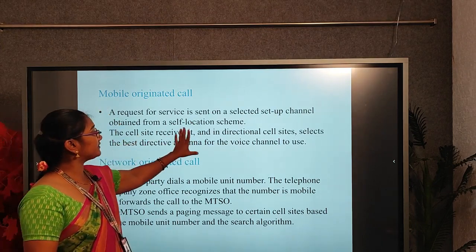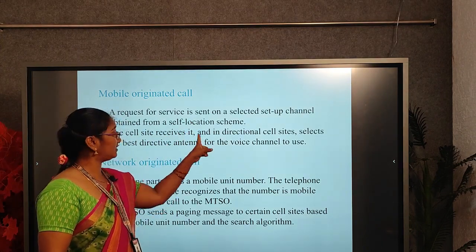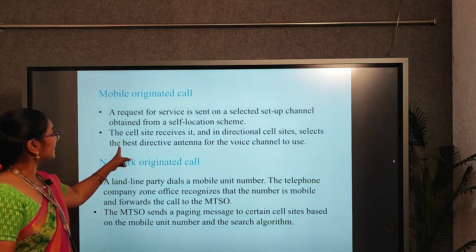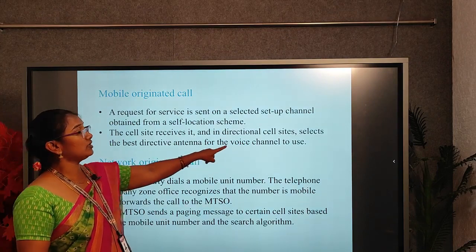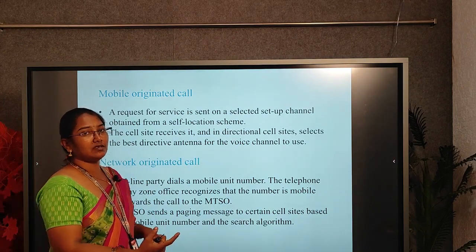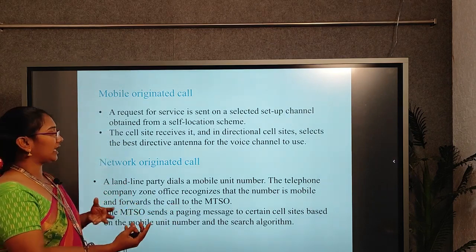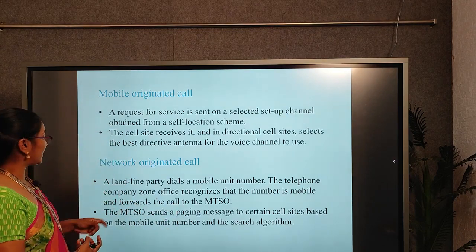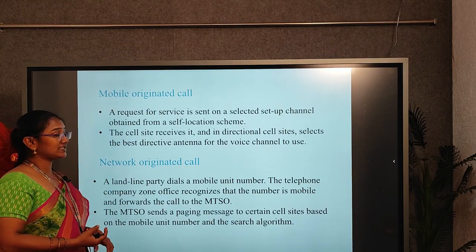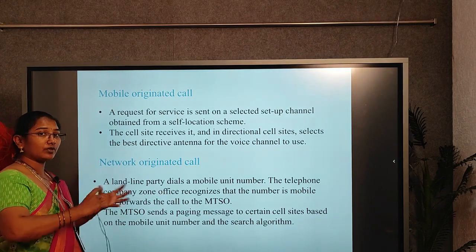The cell site receives it, and in a directional cell site, it selects the best directive antenna for the voice channel to use, okay? It selects the best, free channel, and allocates it. Next, network oriented call. A landline party dials a mobile unit, from a landline.